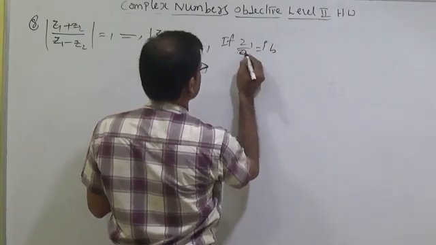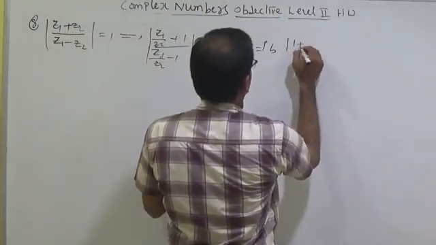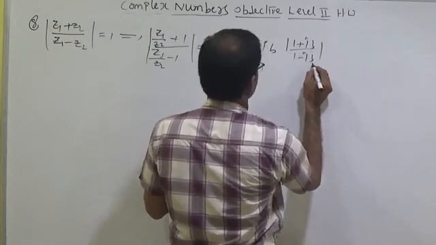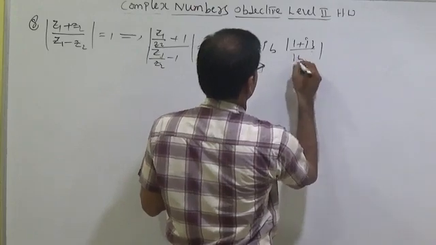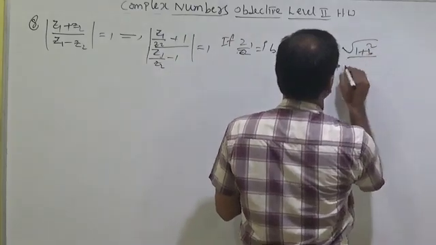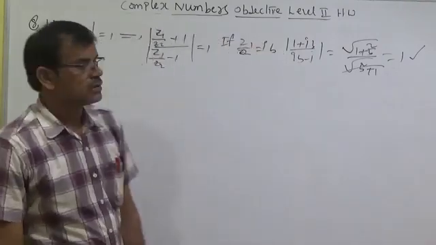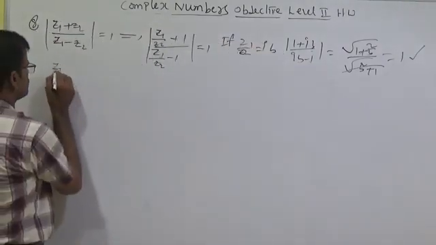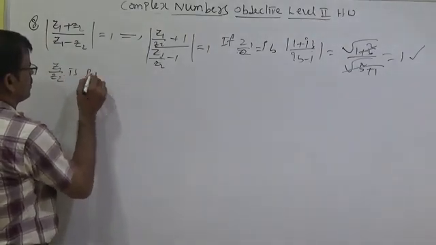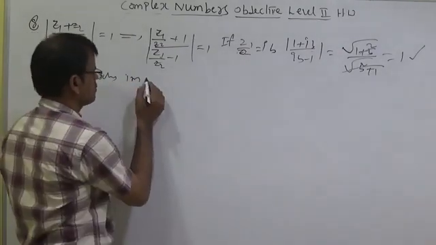so we can understand this one as real part, and this as imaginary part. Then modulus of 1 plus IB by modulus of IB minus 1 equals root of 1 plus B square by root of B square plus 1, that is equal to 1. So Z1 by Z2 is purely imaginary.